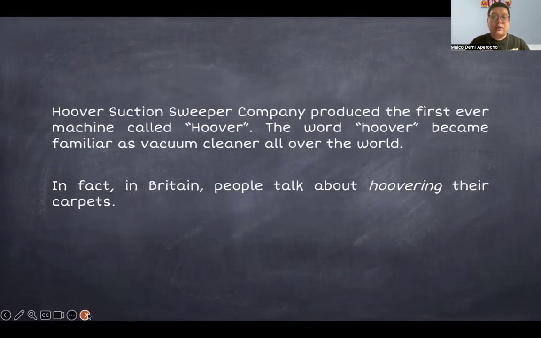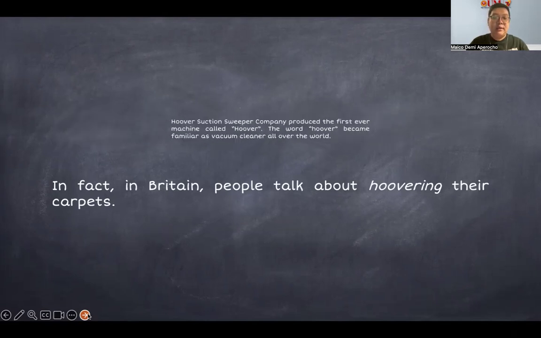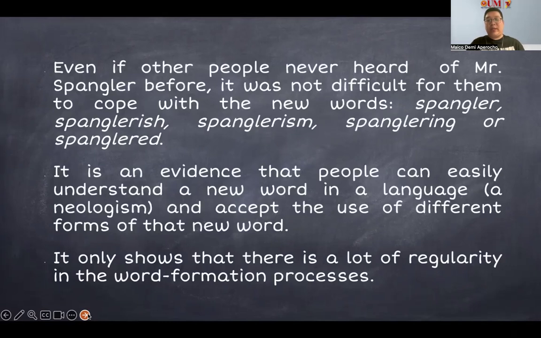However, the Suction Sweeper Company produced the first ever machine called Hoover. The word Hoover became familiar as vacuum cleaner all over the world. So in fact, for example, in Britain, people talk about hoovering their carpets. So in this example alone, we can already see how words have formed over the years and how people have become very creative in terms of creating new words, coining new terminologies.